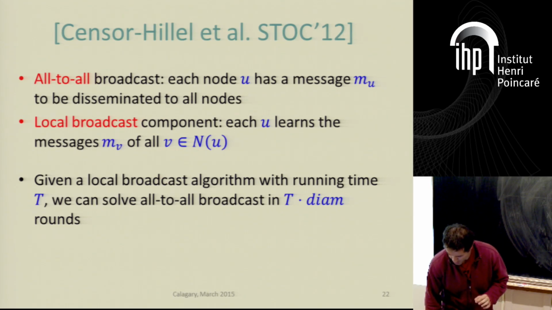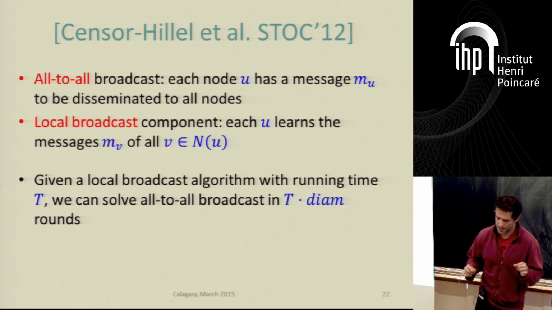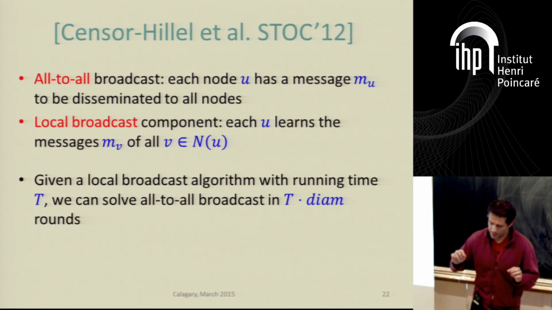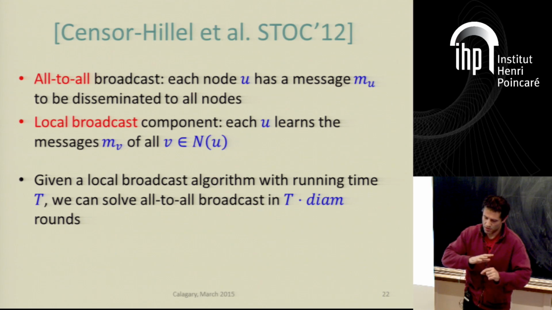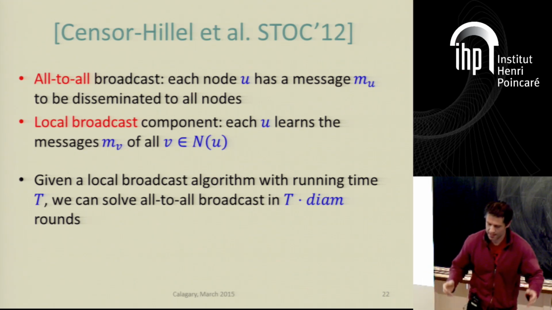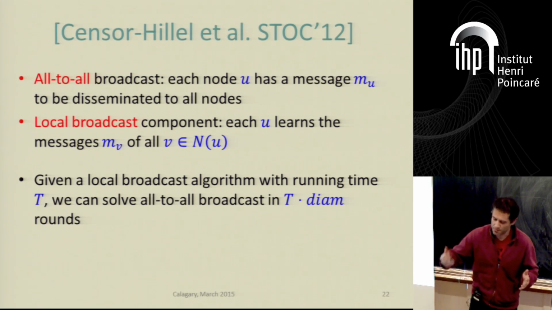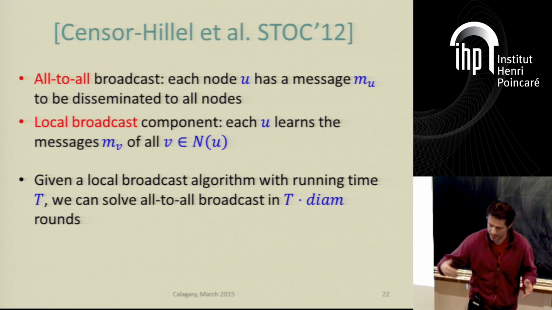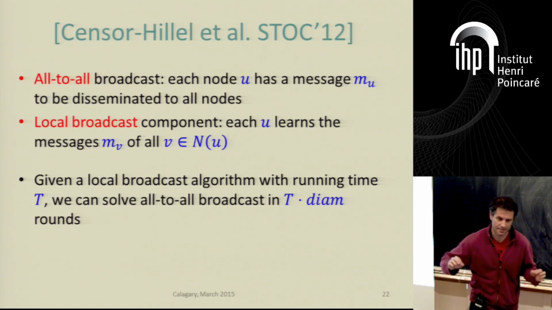And the main component for this algorithm is a fast algorithm for solving the local broadcast problem. In this problem, each node must learn the messages of all its neighbor nodes, not of all other nodes, just the neighbors in the graph. And it's easy to see that given a local broadcast algorithm that has running time t, we can solve all-to-all broadcast in t times diameter rounds. How? By running the local broadcast algorithm diameter many times. Okay?